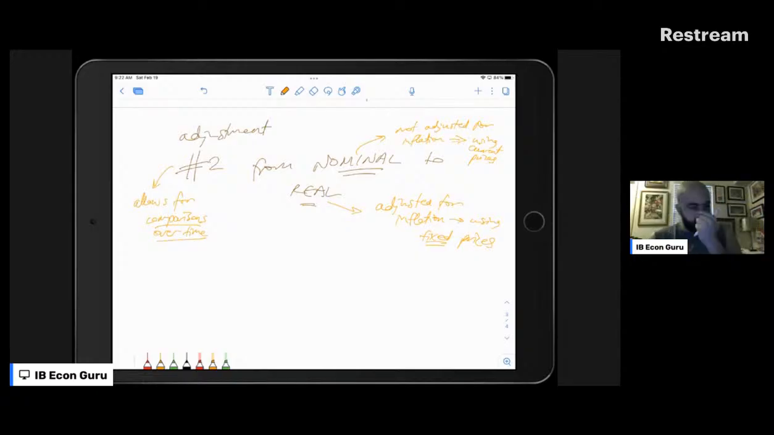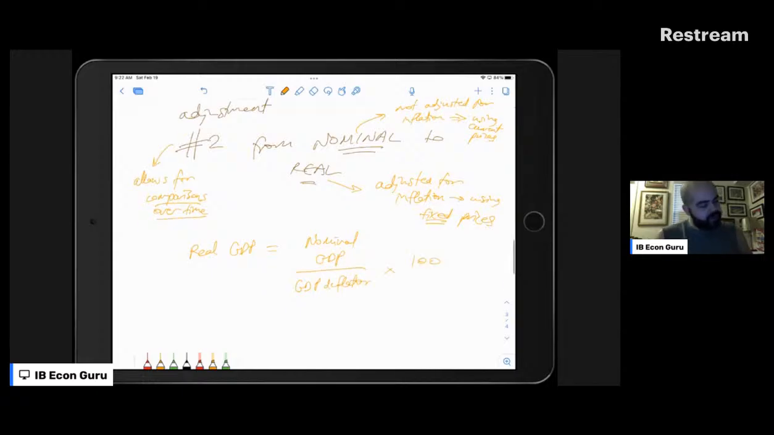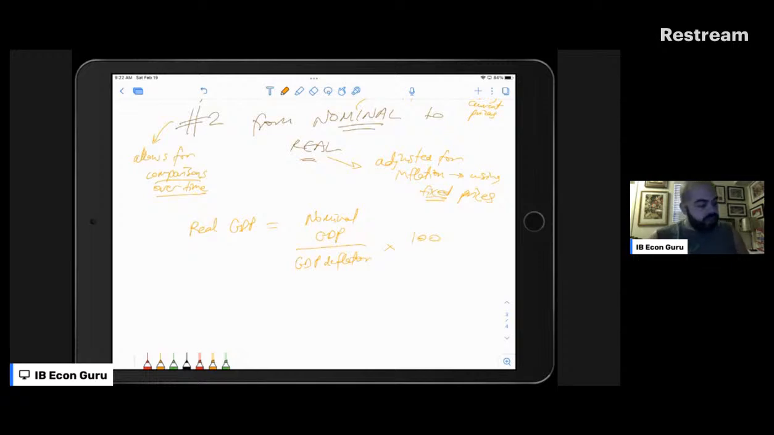So to allow for comparisons over time, real GDP is basically equal to nominal GDP, or GNI, by the way, divided by something we call the GDP deflator, times 100. Okay, so how do you calculate this? Well, you will be given either nominal GDP and the GDP deflator, and you have to calculate real GDP, or you might be given the GDP deflator and real GDP, and you have to calculate the nominal. You just rearrange the equation. It doesn't really matter. Okay, so that's adjustment number 2. Why do we make it? To allow for comparisons over time.